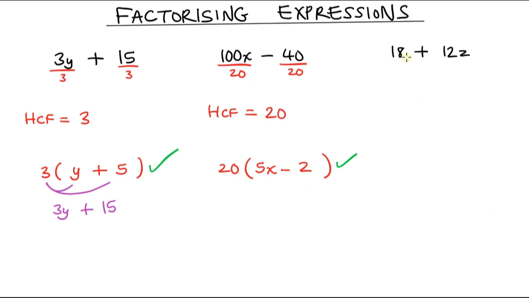And the last one, we've got 18 plus 12z. So we're going to first of all find the highest common factor of these two terms. And they both divide by 6. And again, we've only got one variable over here, so we can only divide by 6. So let's factor 6 out of our expression. And I'm going to divide both terms by 6. So 18 divided by 6 will give me 3. And then we're going to add on 12z divided by 6. Well, 12 divided by 6 is 2, and then we've just got the z. So I've got 6, and then in my brackets, 3 plus 2z. So that will be my final answer.